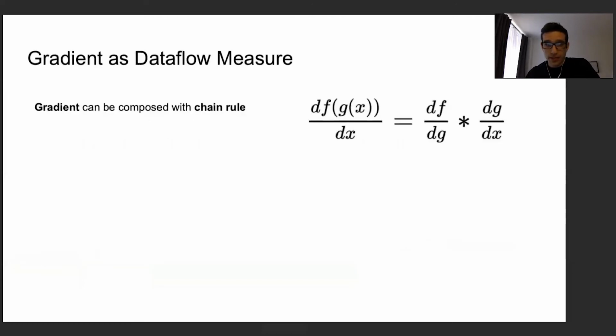In order to apply gradient as a data flow measure, we observe that gradients can be composed over operations using the chain rule. This simply means that when a series of operations are composed, with the input passing to the output of another, you can simply multiply the gradients of the individual operations together to obtain the gradient over the entire sequence.